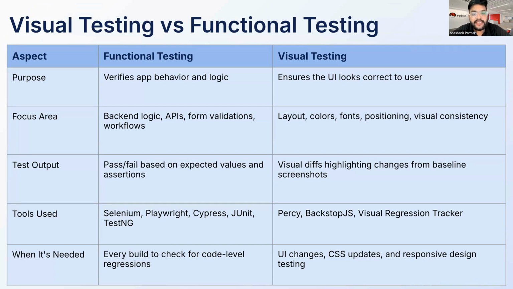Functional testing is needed whenever a developer develops code and pushes it into any pre-prod environment, right? We need to perform the functional testing part. But visual testing is required when there are UI changes, design changes, or CSS selector changes. At that particular time we need to do this.